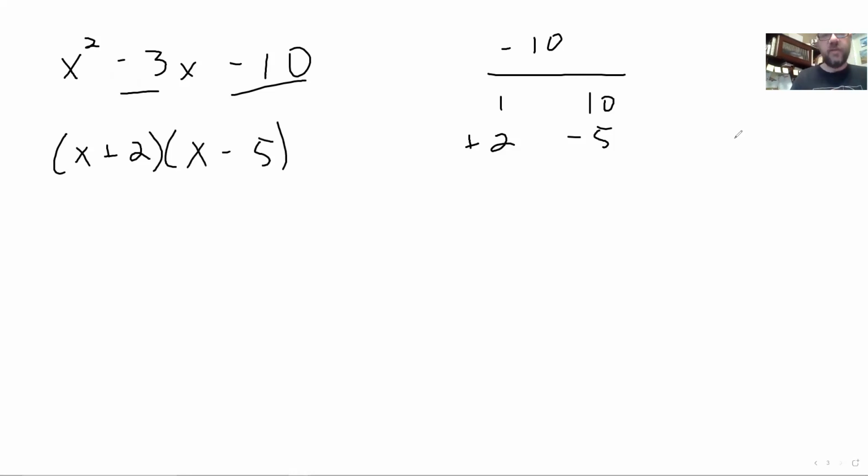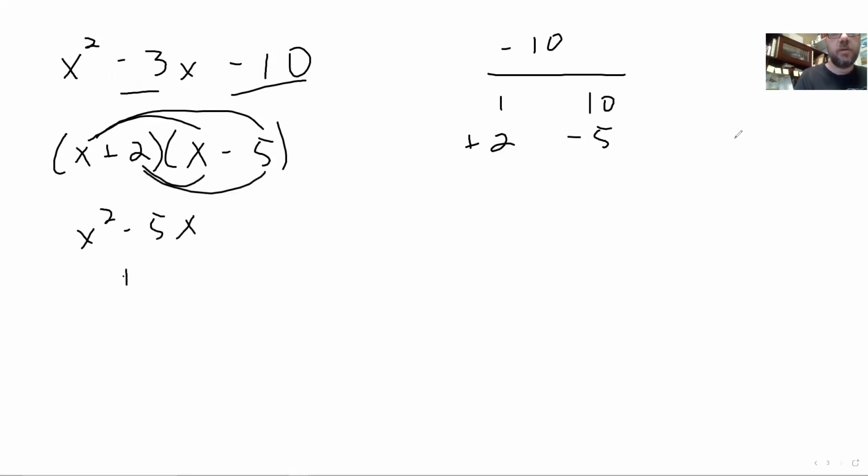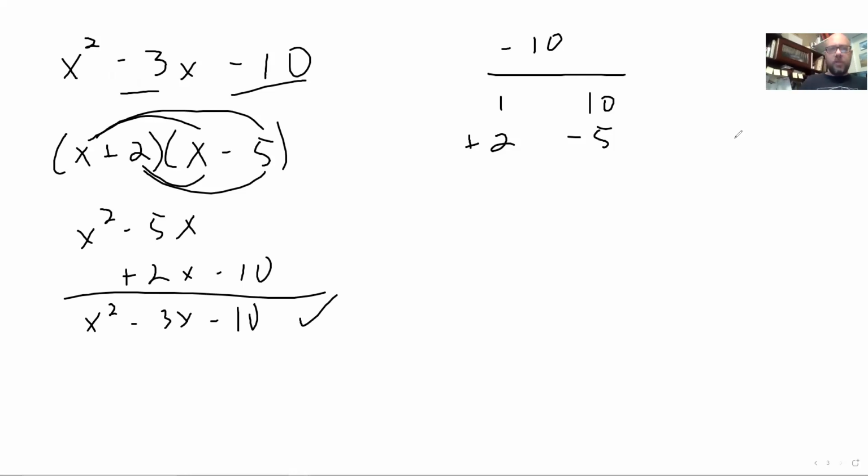And then just to be sure that I've done that correctly, I'm going to multiply it all out to see that it works out. So I'm going to have x squared minus 5x plus 2x minus 10, which gives me x squared minus 3x minus 10. So we've got it. So that's the thing to look for. You want to check the sign and the size of this number, and then just write out all of the factors of that number.